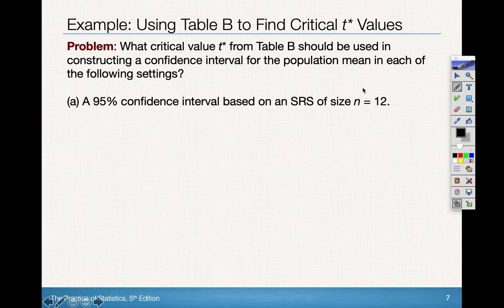We're going to need more information. Last chapter, last section, all we needed to know was what our percent was. Was it 90? Was it 95? Was it 99? Well, in this section, we also need the degrees of freedom because we are using a t-distribution. So, what is that for us? Our first one will be a 95% with 12 as the sample size. Sample size of 12 means 11 degrees of freedom.